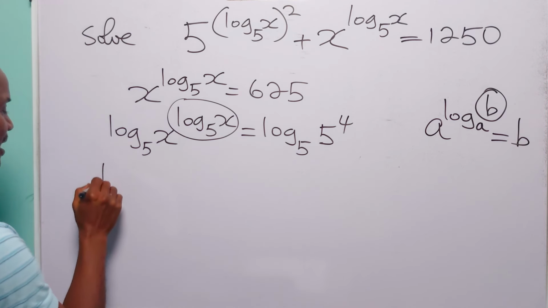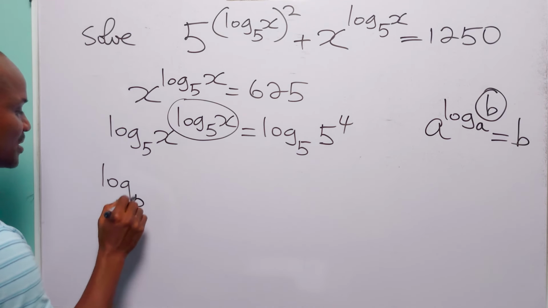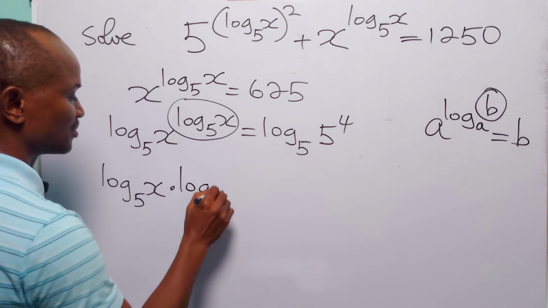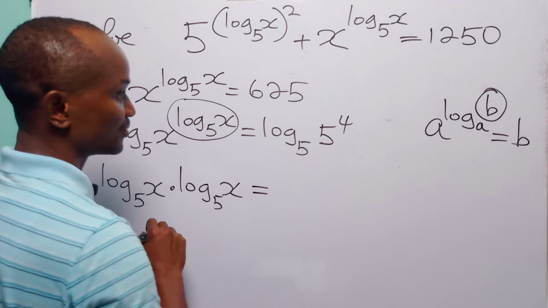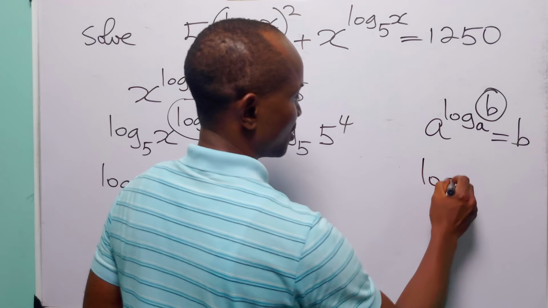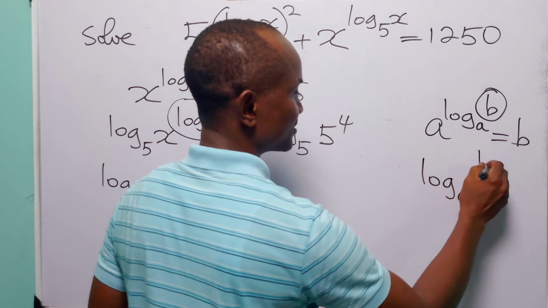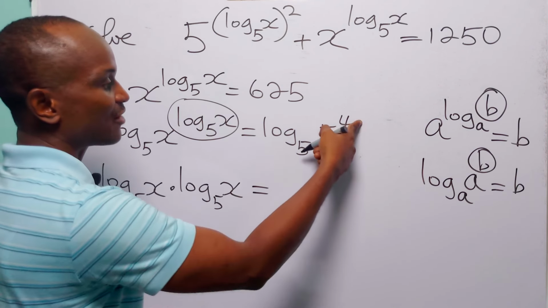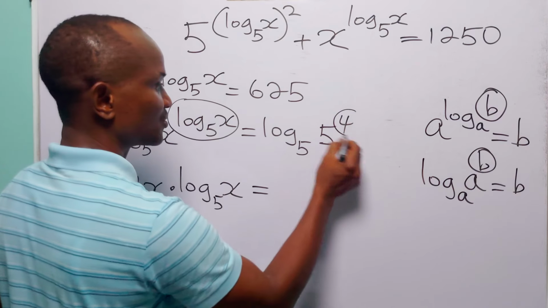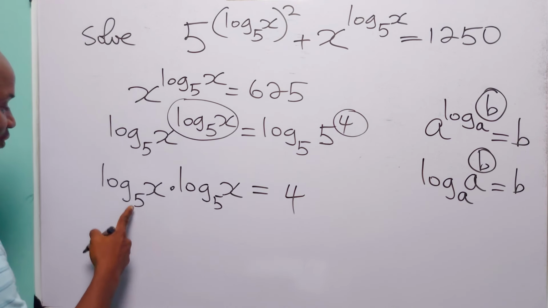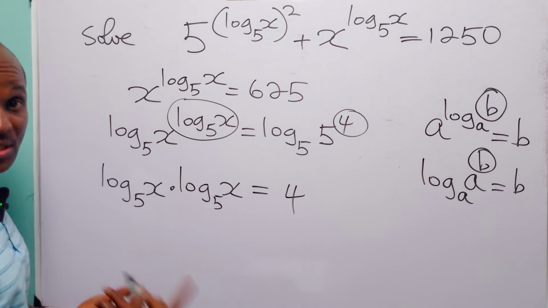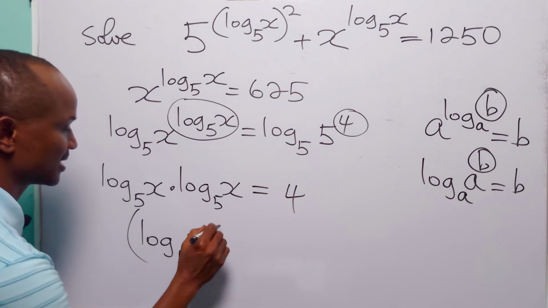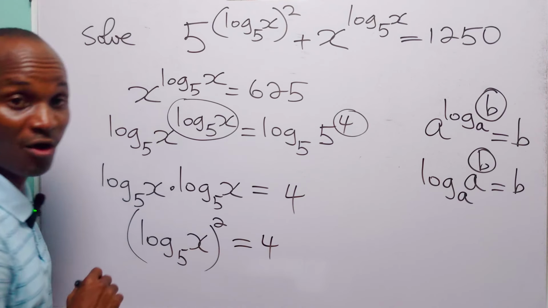So on the left-hand side, we have log to base 5 of x, that is this, multiplied by log to base 5 of x is equal to, now remember that log to base a of a to the power b is equal to b. So log to base 5 of 5 to the power 4 is equal to 4. Of course, you know that this is equal to this. So this simply means that log to base 5 of x squared is equal to 4.